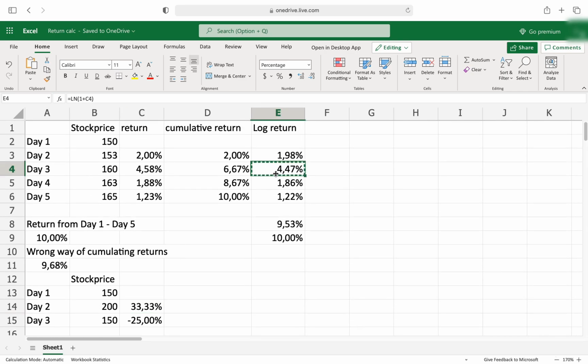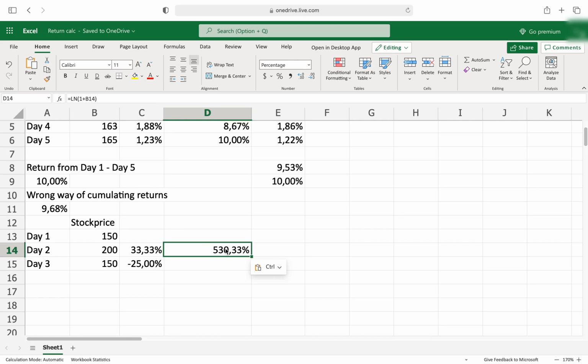So I'm just copy pasting that from here. Oh, we have to apply that on the return, of course. And now let's pull that down. And you see, the return is symmetric now. Pretty awesome, right? And yeah, that's it for the spreadsheet.